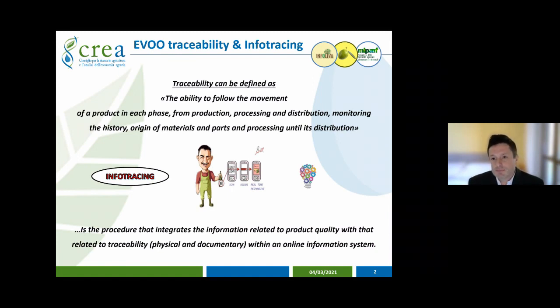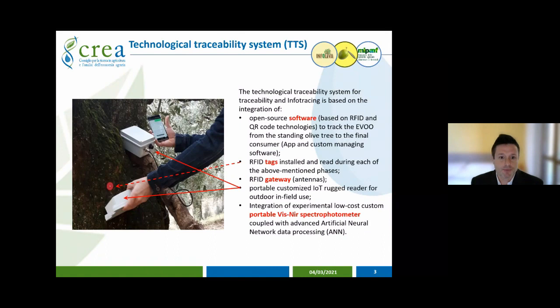But this concept actually can be broadened, and we can start talking about info tracing. That is not just to trace what the physical characteristics of the product or its production phases are or were, but includes all the storytelling of the farm, in our case, producing the oil. Okay, this is just an example. So we've been developing this technological traceability system.